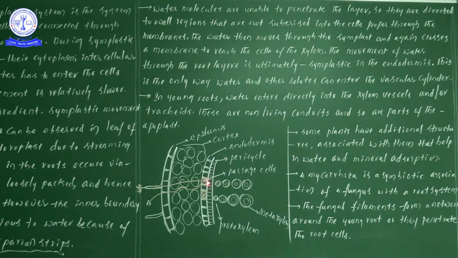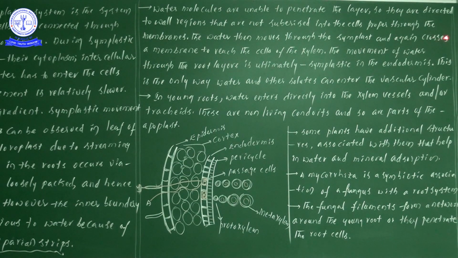So here is one important bit. Sometimes a question may be asked like this: in passage cells, what is the type of transport you will observe, symplast or apoplast? Our answer must be the symplastic pathway only. We will observe only symplastic transport in passage cells. This is an important point.